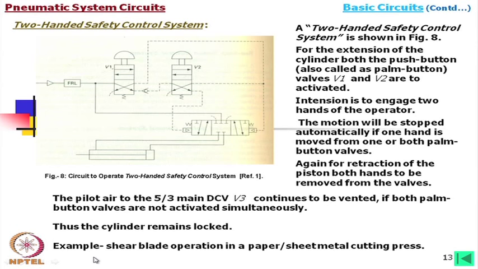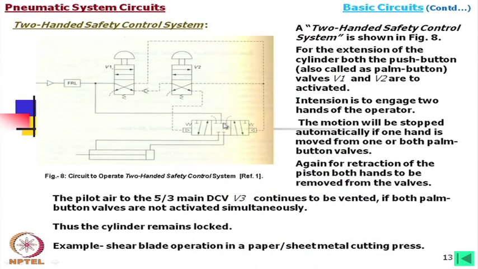An example is shear blade operation in a paper or sheet metal cutting press. Usually if you look into the cutting press, the cutter is like that, then paper is placed like this, and we find where the line is. For that you will find a separate lever, usually hand wheels, by which you can bring down the shear to this line. In some cases there is a lighting arrangement, a very thin line coming on the paper, by which you can see whether you have placed it properly. After that you need to shear it.